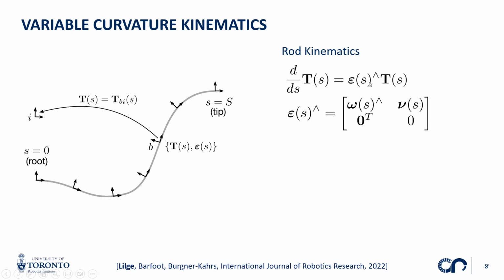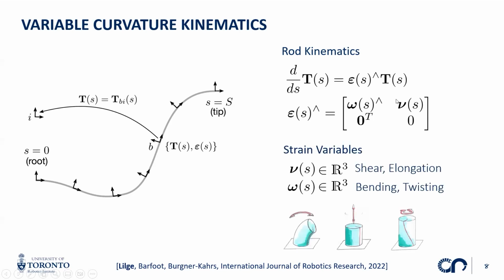So this equation describes the change of my pose as I go along s. And this differential equation depends on a new variable, which is epsilon. Epsilon are the strain variables of my continuum robot, and they are composed of a rotational part and a translational part. And strain variables are nothing else than telling me what the local deformation of my continuum robot is at a specific arc length s.